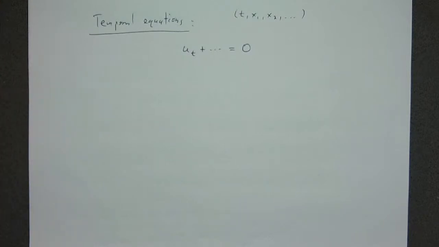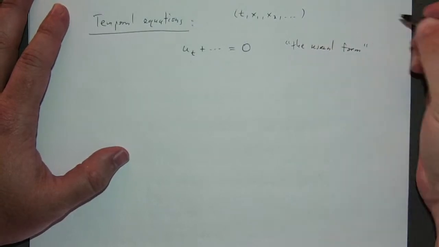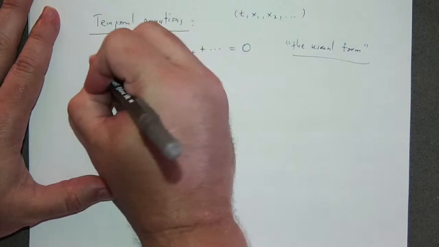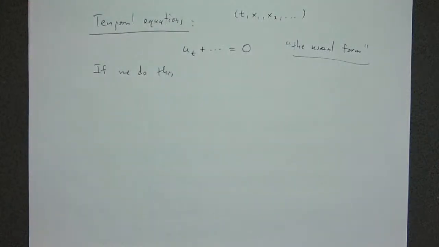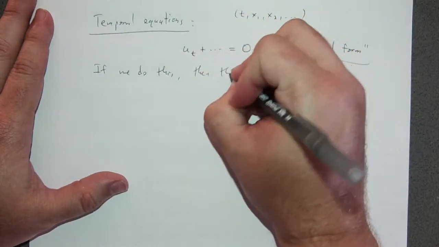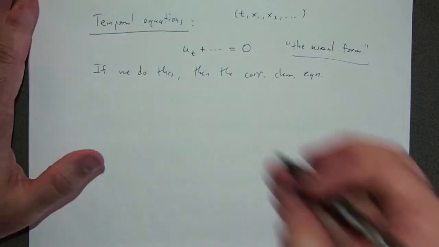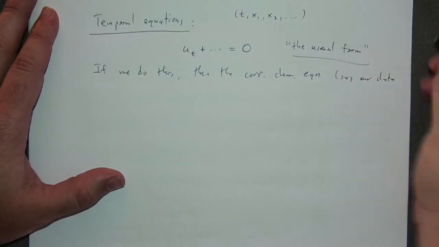The textbook doesn't really have a name for this. I'm just going to call it the usual form for a temporal equation. Notice that we didn't do this when we were dealing with, say, two spatial variables x and y. We left the coefficient functions there. There's a reason for thinking about it like this. The main reason for doing this is the following. If we move that coefficient function onto the other functions, then what happens? Then the corresponding characteristic equation for our t variable now, say our data is given on the t-axis.